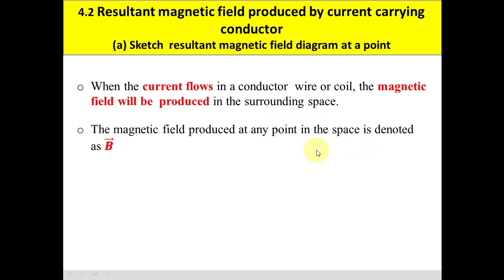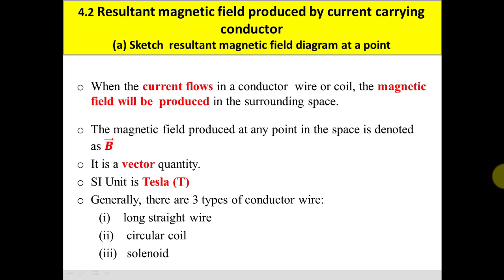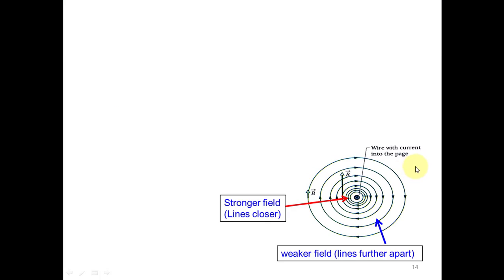The magnetic field produced at any point in the space is denoted as B. It is a vector quantity. The SI unit is Tesla, symbol T. Generally, there are three types of conductor wire: long straight wire, circular coil, and solenoid. Let us go one by one for these three types of conductor wire.